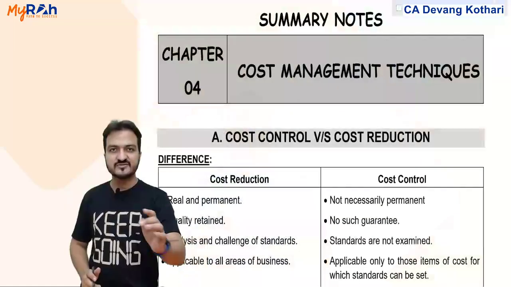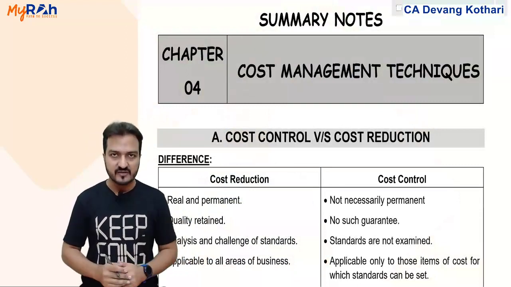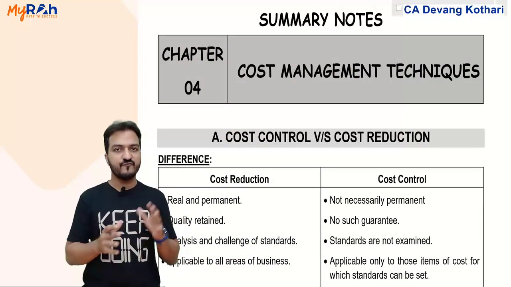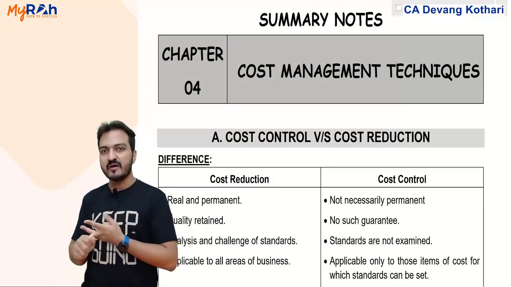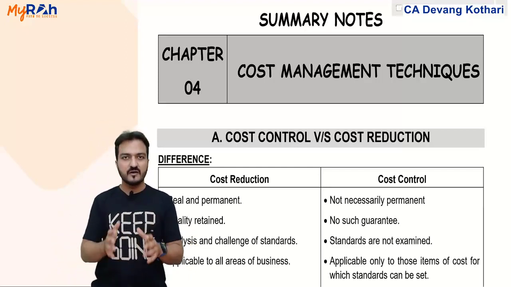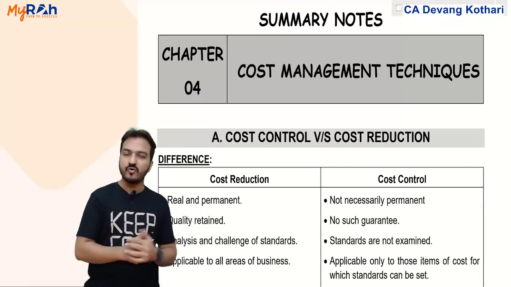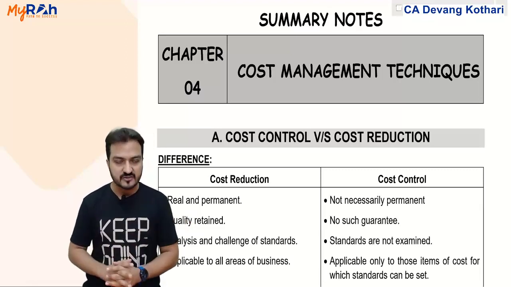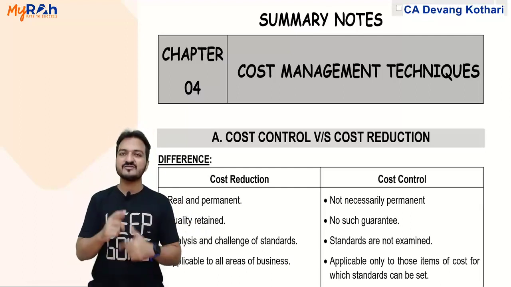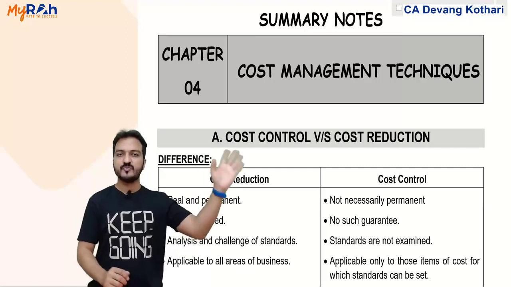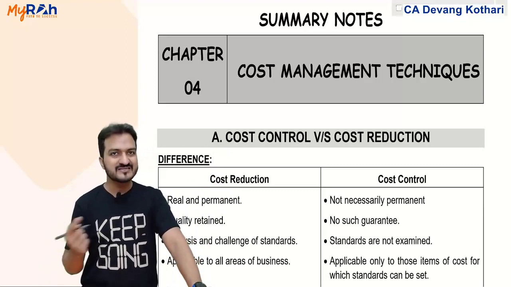Today's session is for revision of chapter number 4, that is cost management techniques. Now this chapter is important for theory as well as practicals. Remember, chapter 3 that we did in my previous revision was mostly theory, very less practicals. Chapter 2 had theory and practicals both. Chapter 4 is also having theory as well as practicals both. This chapter is as such a short chapter. The chapter is talking about cost management techniques. Well, so under the chapter we are going to learn topics like these.